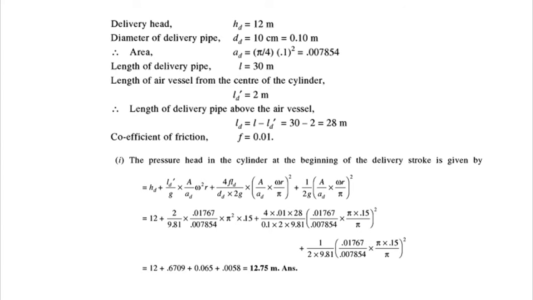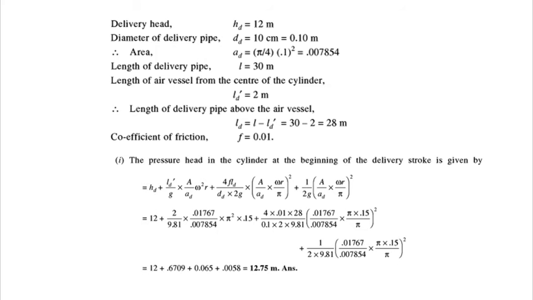Length of air vessel from the center of the cylinder, which I had denoted with LD dash, is given in the question, that is 2 meter. Length of delivery pipe above the air vessel, that is 30 minus 2, that is 28 meter, because length of air vessel from the center of the cylinder is 2 meter. Coefficient of friction is given in the question, that is 0.01.